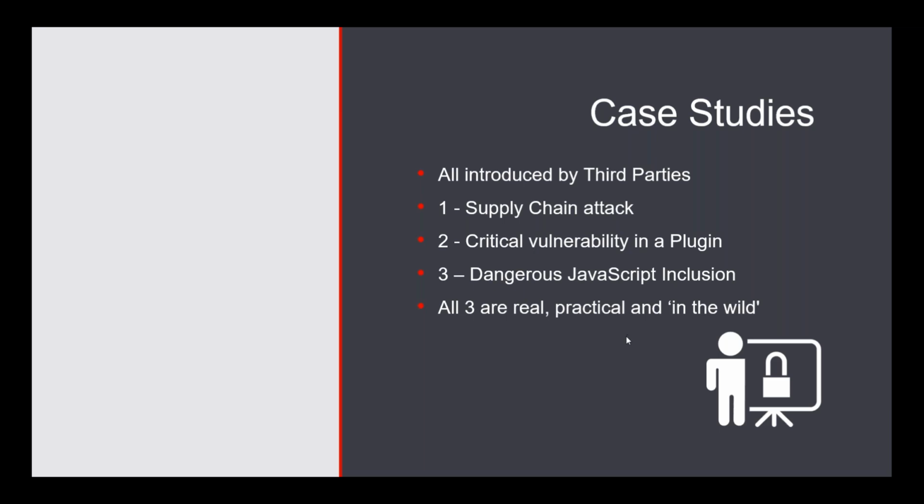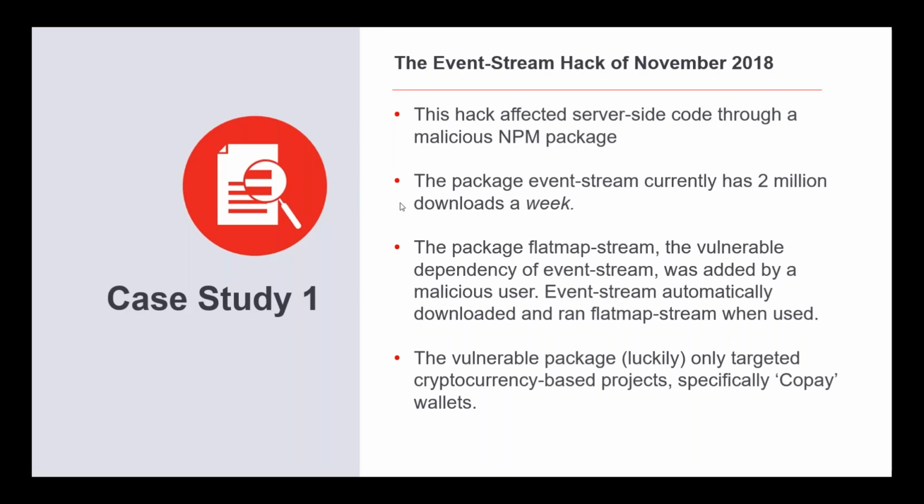So all three are very real, very practical, and all kind of in the wild. This isn't something that is old. This is very recent. In fact, the third example, I think that got patched late last night. So yeah, this is as close to now as you can get. And then let's go back to November 2018. So the event stream hack affected server-side code through a malicious npm package. The package event stream is currently about 2 million downloads a week. It's basically a package to just help use node's events and streams.